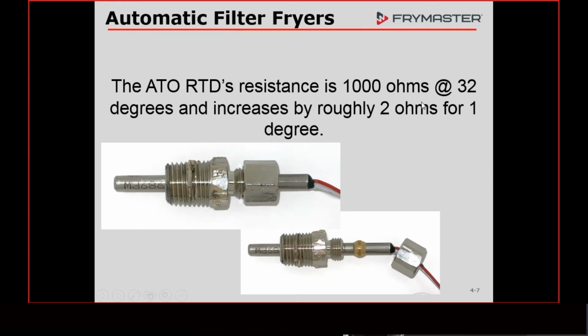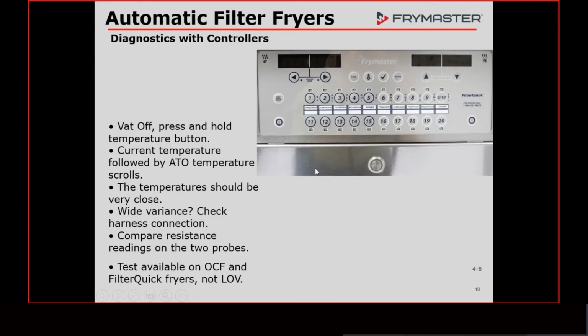Okay. But again, one more time, the resistance is all the same on all those probes. Usually that's indicated by the red and white wires. All right, this right here is what I was telling you about on the filter quick when it came out in 2014. We already had the Love fryers out for 5 years, and it was suggested that we have a way of checking the ATO temperature and the AIF temperature, and it just helps in troubleshooting.